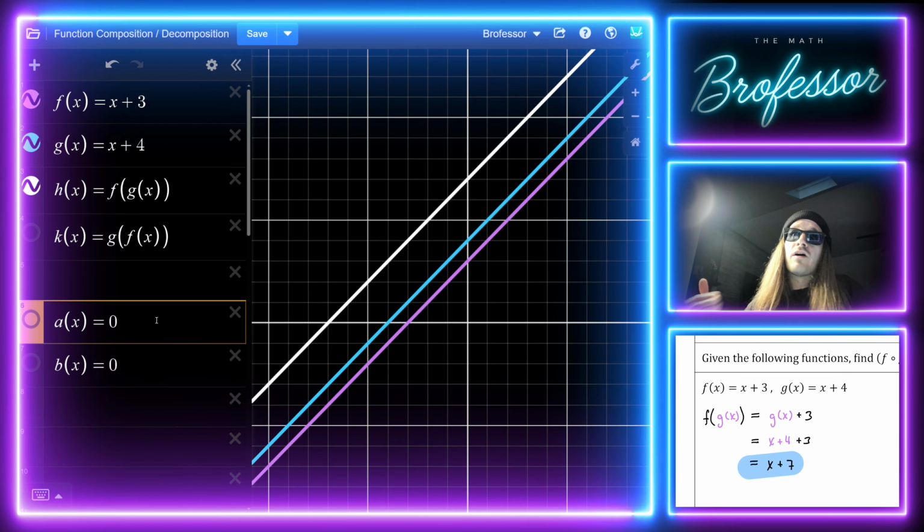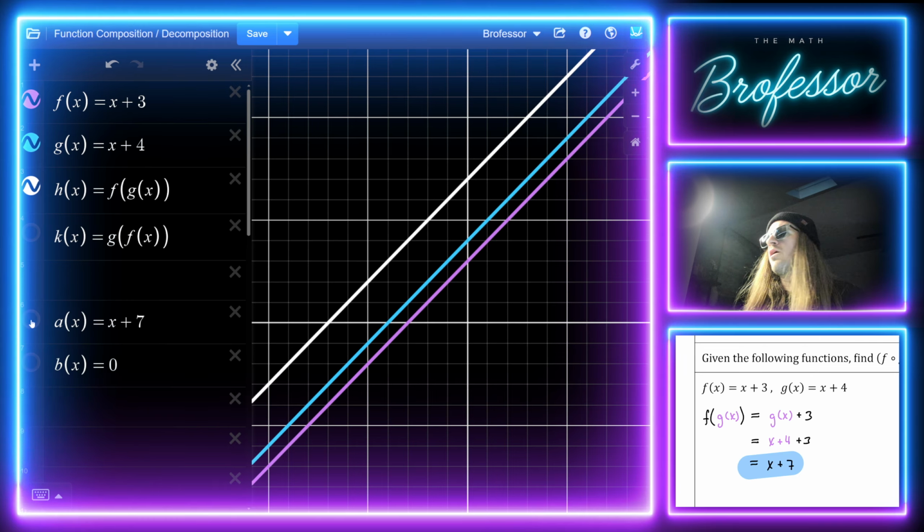So let's see, if our answer is correct, it should be the same as the white graph. So I'm going to go down here. I put A for answer, and our answer is x plus 7. And if I turn this on, we're actually not going to see another graph appear because it is the same as h. If I toggle these off and on, you'll see that they overlap each other. Now, if I actually click it, it'll highlight the graph, and we can see that sure enough, this is the correct answer. So good, we got f of g correct.